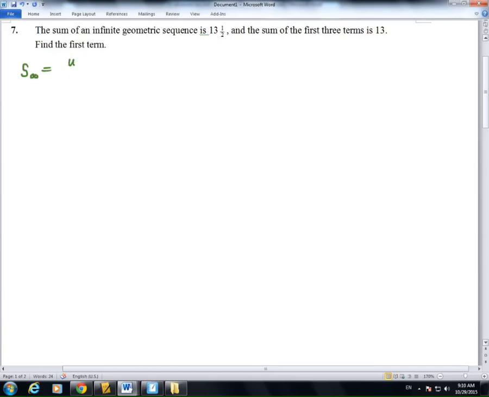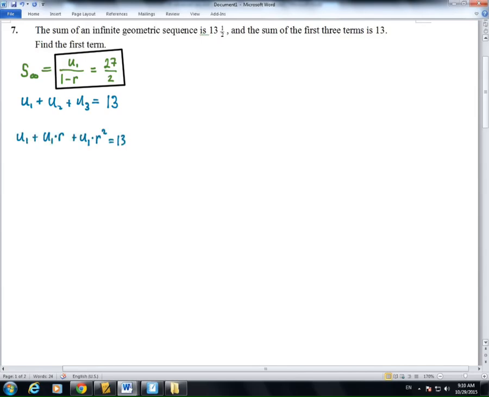So what do I know? I know the infinite sum, and that gives me the first term and the common ratio. These are the things I need to know for any kind of sequence and series problem in IB. This 27/2 is the sum that results. Well, what else do I know? The sum of the first three terms. So first term, second term, third term equals 13. Write them in terms of geometric sequences. This time, instead of a common difference, we have a common ratio. We're going to multiply the first term by r, and we're going to multiply that result by r again, and that gives us our three terms, which is a quadratic polynomial.